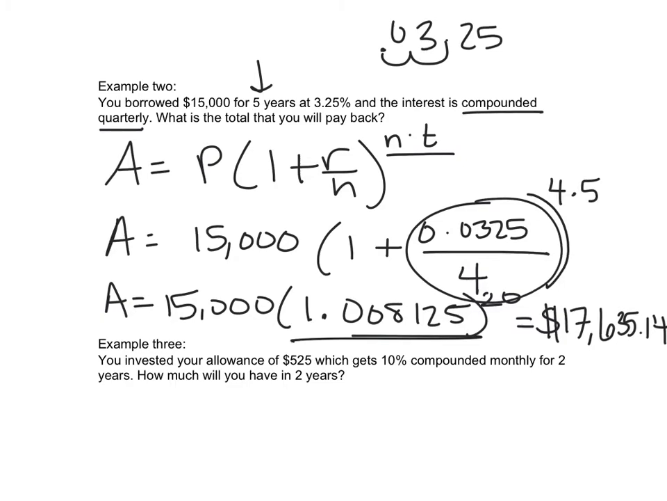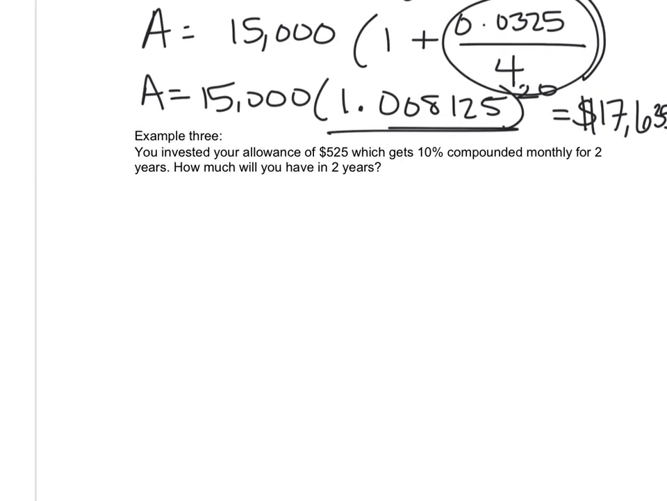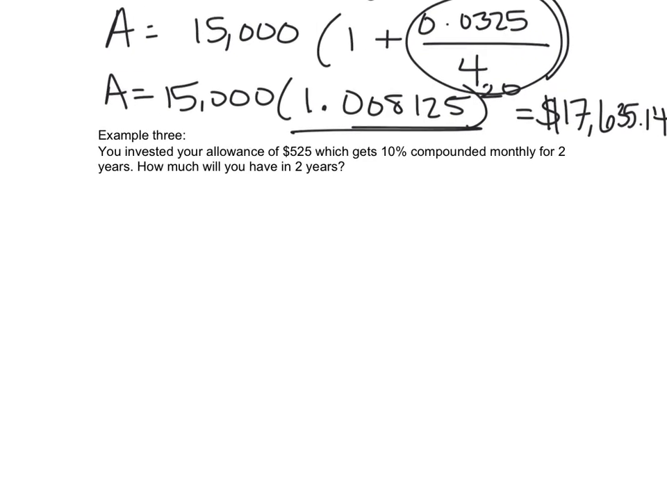Okay, next problem. So here you've got another investment. You're investing your allowance of $525, which gets a 10% rate applied, compounded monthly for 2 years. How much will you have in 2 years? So again, start with your formula.